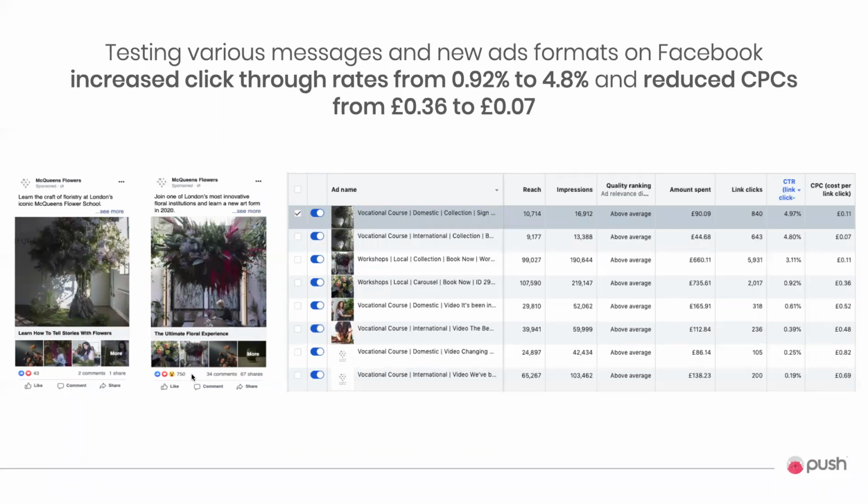And just an example, so testing this new ad format and testing different messages, we increased the click-through rate, which is the percentage of people that click our advert over others, from 0.92 to 4.8%, and the cost per click dropped from 36 to 7 pence. So huge differences in results just from testing new adverts.